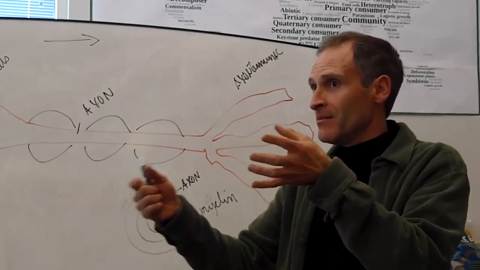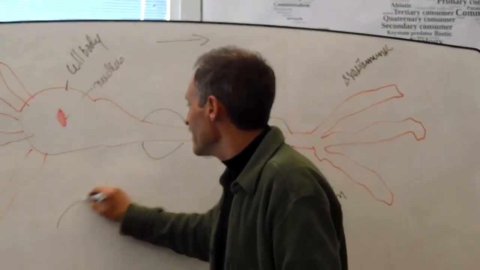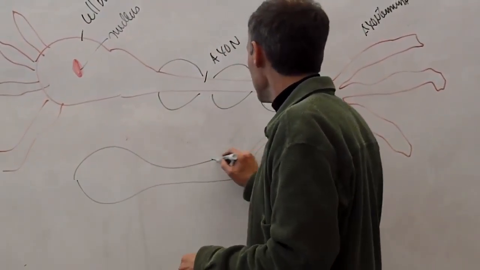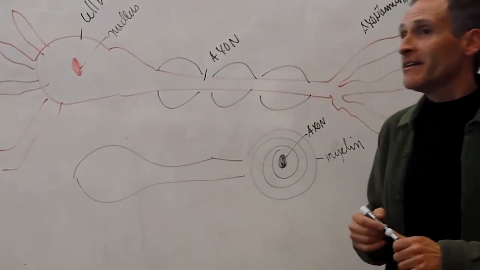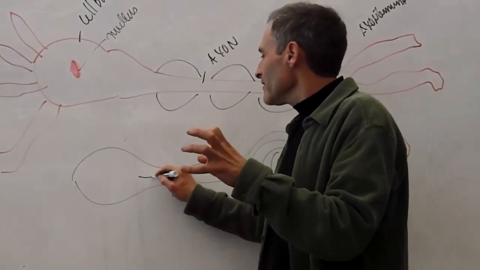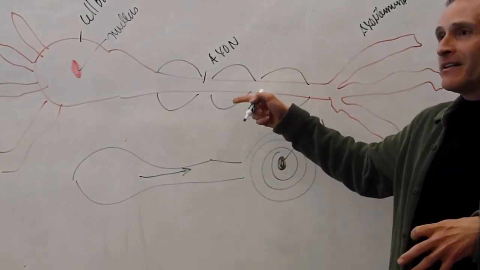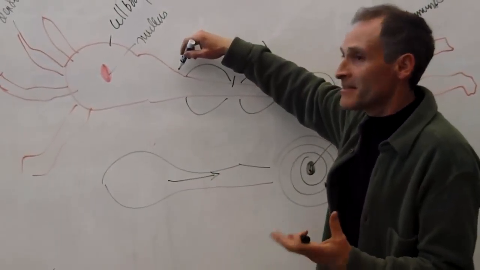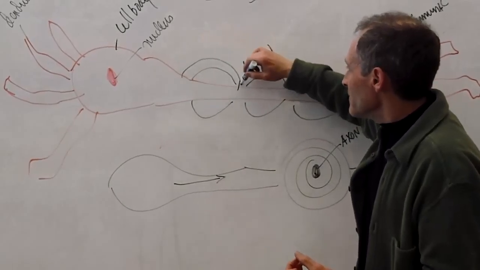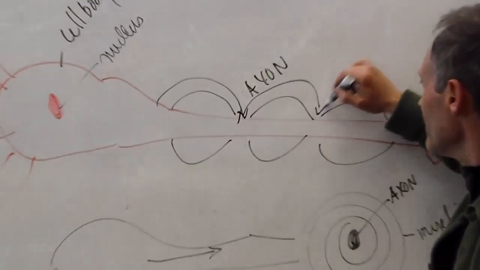faster than in non-myelinated axons. So you get an axon here, right? A non-myelinated action potential. The signal travels through here, right? In a myelinated axon, the signal jumps from node to node. Anyone know the names of these nodes?